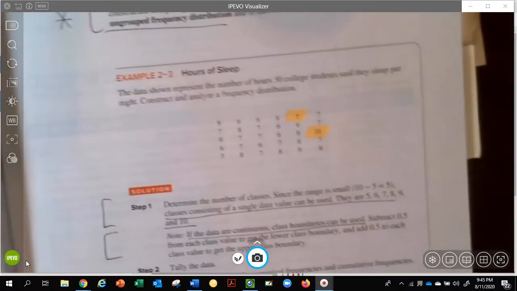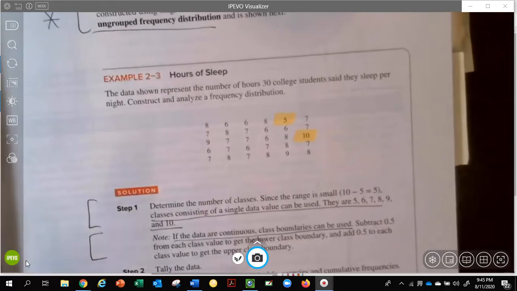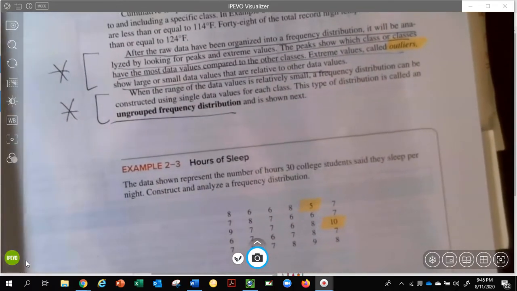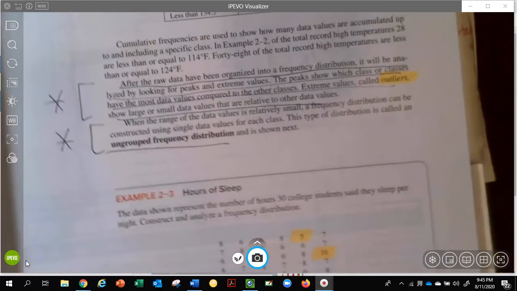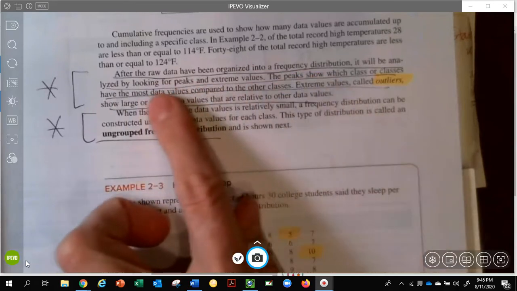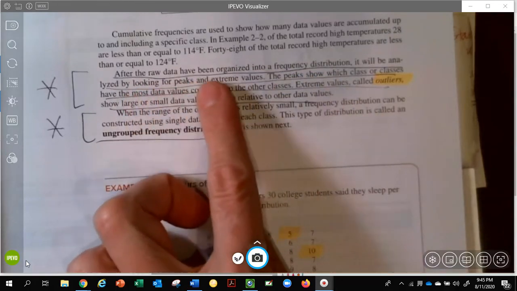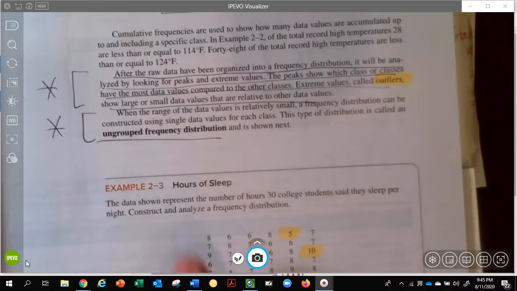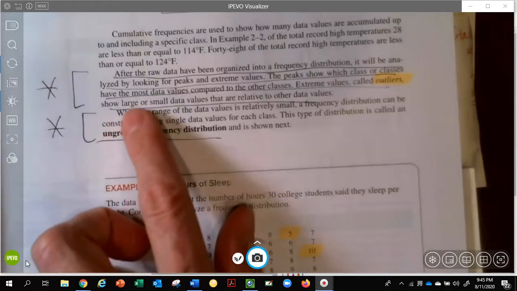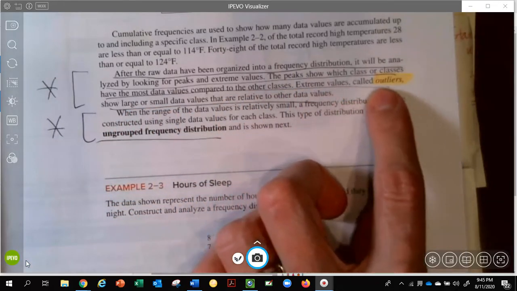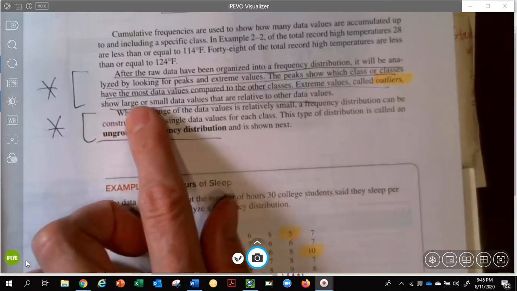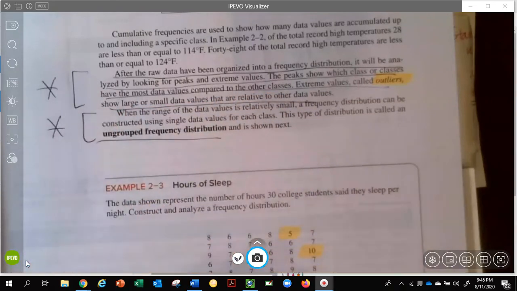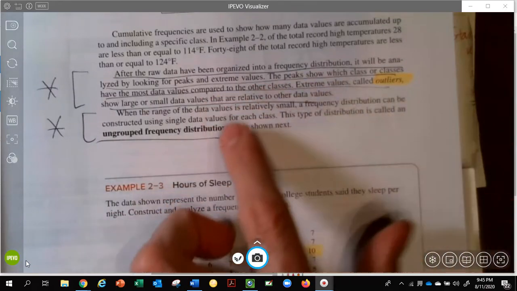So on the next page, I wanted to show you a few more pieces of information. One of those being a really cool piece of information and another good vocabulary word. After you have organized the raw data, it's going to be analyzed. You're going to look at different things like peaks, extremes, and like when I turned it sideways and we saw the normal curve where there was a peak, that's going to tell you some information. But extreme values are going to be called outliers. They show large or small data values that are relative to the other values. So just jot that down, write down some information about it.